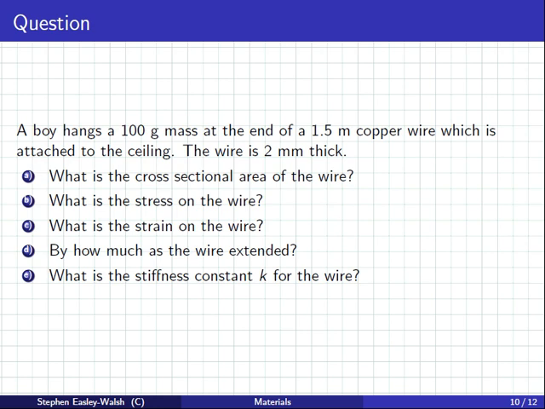A boy hangs a 100-gram mass at the end of a 1.5 meter copper wire, which is attached to the ceiling. The wire is 2 millimeters thick. First question, I just want you to do the first part, is give me the area of the wire. So what formula will we use here? Pi r squared. Right, give me the area, please. What did you do wrong, Zach? The wire is not 1 meter thick, is it? Oh, dang. So it's 3.14 times 10 to the minus 4 meters squared.